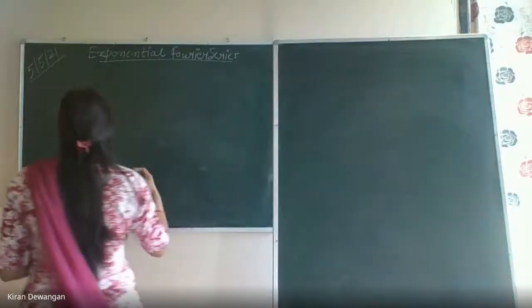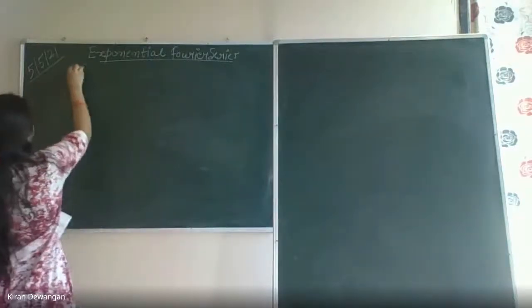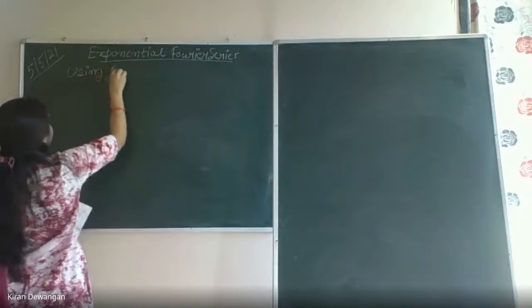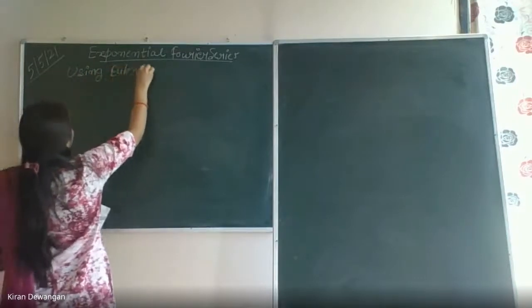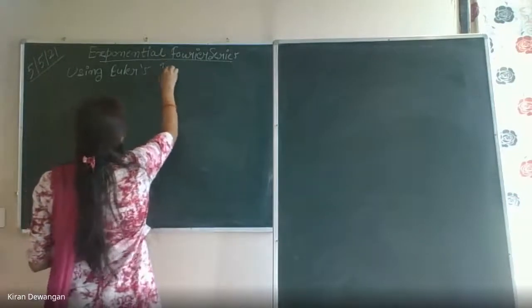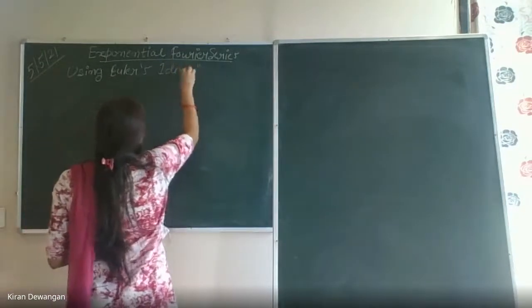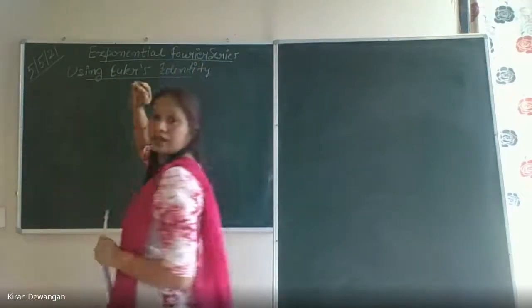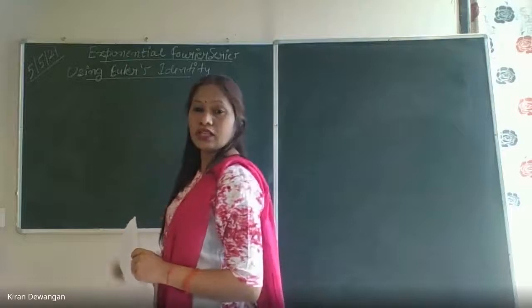Now as we know, according to using Euler's identity. Now what is a Euler's identity? Does anyone remember what are the Euler's identity? I guess everyone has studied about it. What is Euler's identity? You know, right? What are Euler's identity?